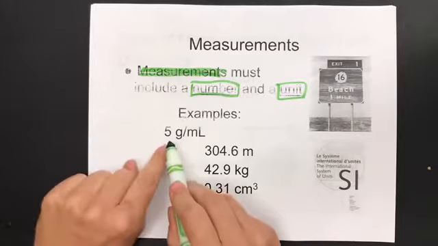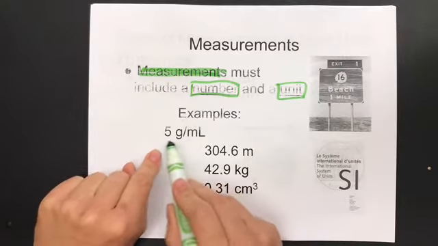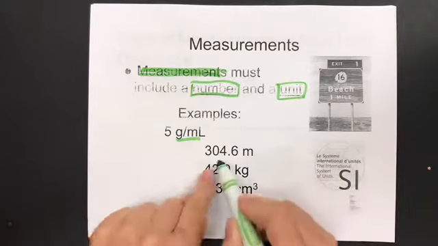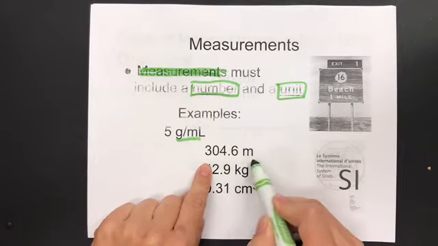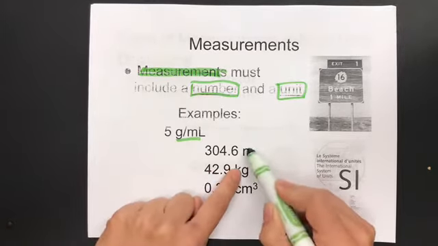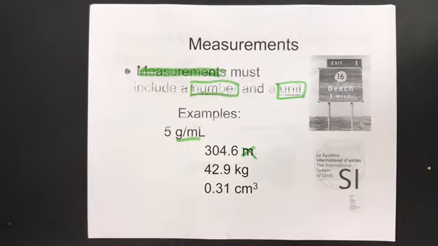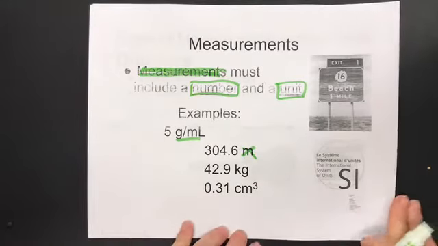So for example, 5 grams per milliliter. The 5 is the number, the grams per milliliter is the unit. 304.6 meters, that is the number, this is the unit. Now, if you didn't have that, if you just had 304.6, nobody would know what you're talking about. You have to actually put the unit there to get credit for your final answer.